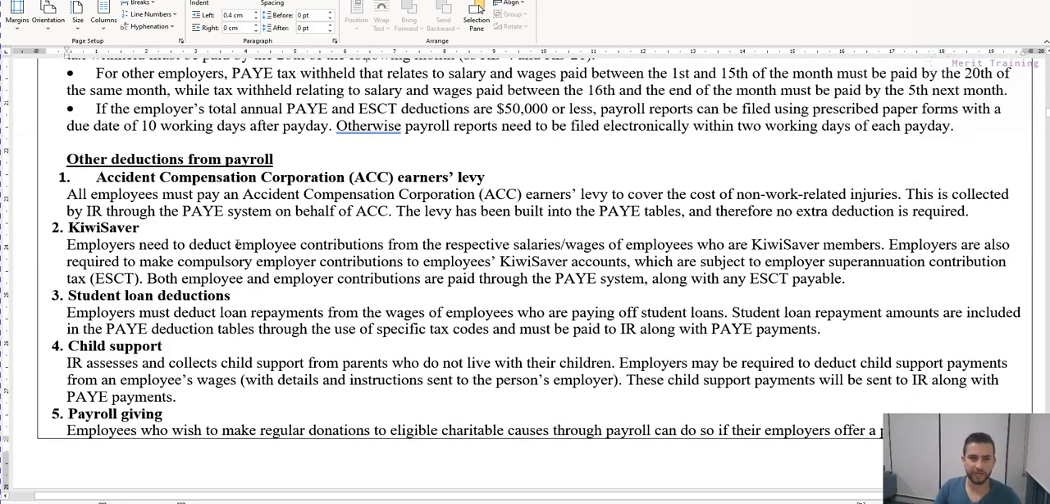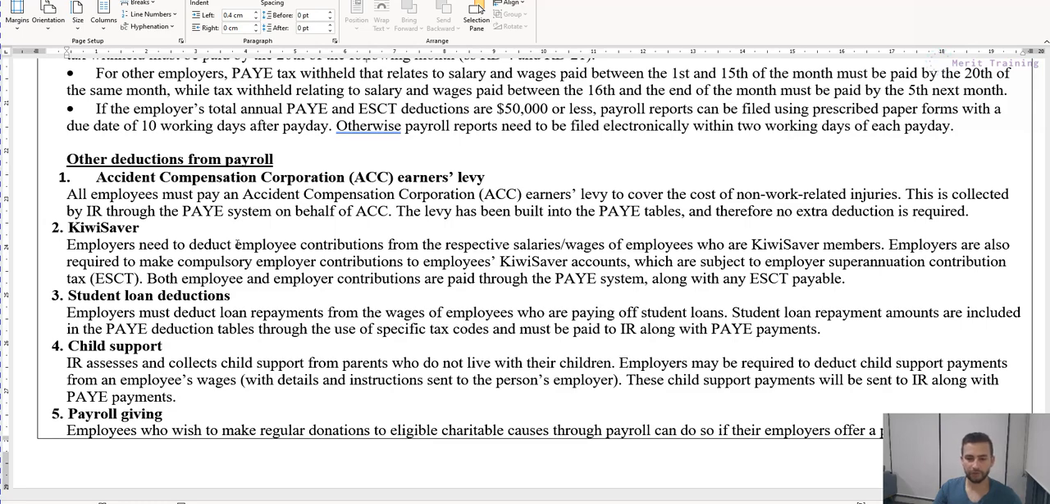So the first one is ACC, or in other words, Accident Compensation Corporation Earners Levy. And this is basically workers' compensation insurance. So all employees must pay an Accident Compensation Corporation Earners Levy to cover the cost of non-work related injuries. This is collected by IR through the PAYE system on behalf of ACC. This levy has been built into PAYE tables, therefore no extra deduction is required.